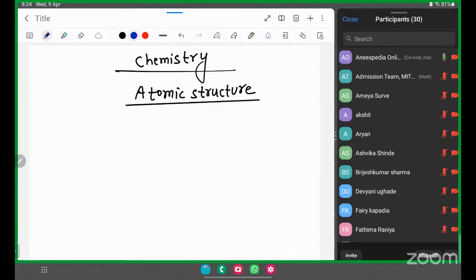Atomic structure of an atom gives us information about the composition of the atom, and how an atom is formed. The theory goes like this: anything which occupies space and has mass is known as matter. And matter is made up of some small particles known as atoms.